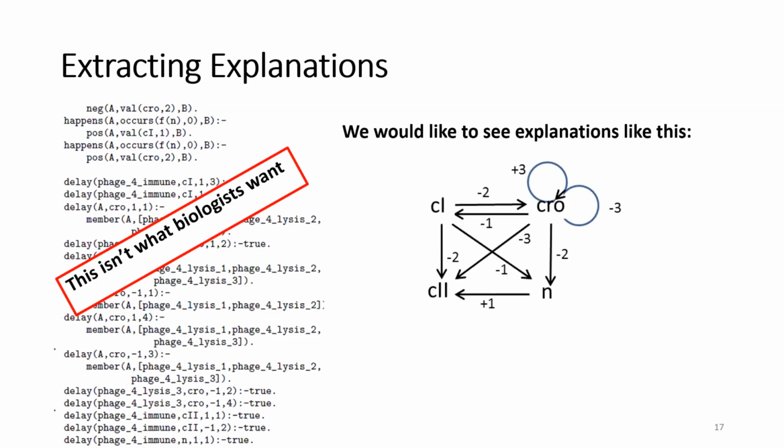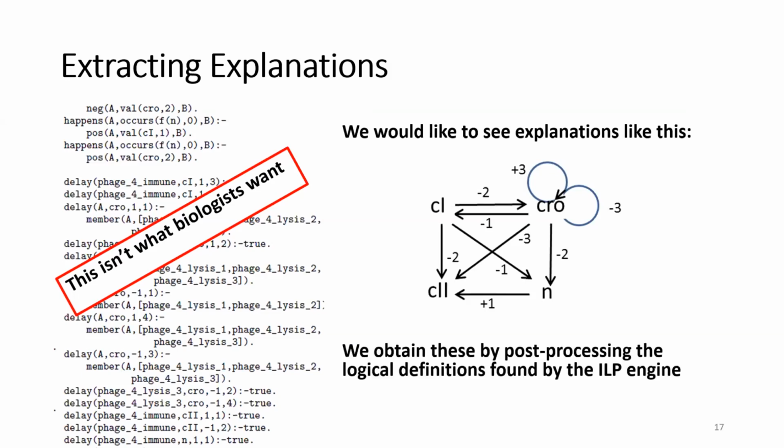The -2, +3, and all this are not 0 or 1 predicates. These are multi-valued predicates, which say that the +3 means, if CRO is at the level of 3, there's a positive self loop from CRO to CRO and so on. And we obtained these by post-processing the logical definitions given by the ILP engine.